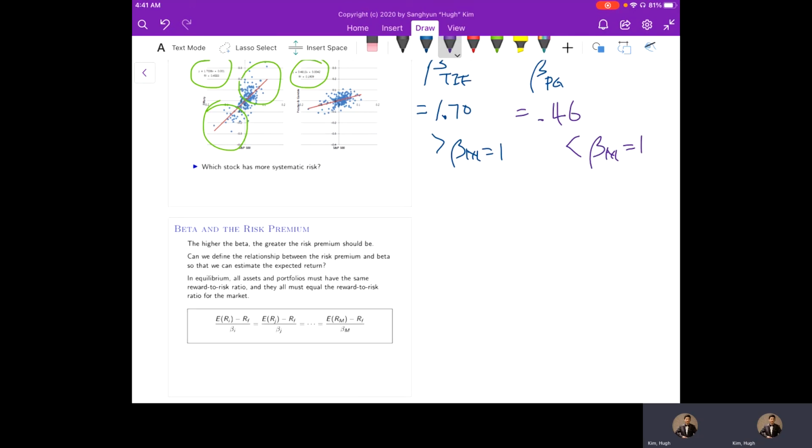In equilibrium, all assets and portfolios must have the same reward to risk ratio. So we measure reward by the risk premium, which is the expected return minus risk-free rate, and we measure systematic risk by beta. So all assets have the same reward to risk ratio, and they all must equal the reward to risk ratio for the market.